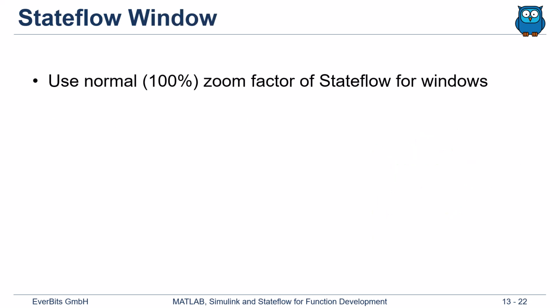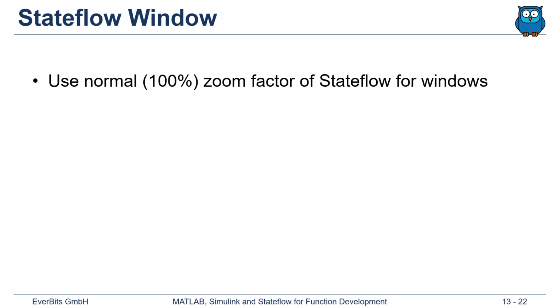You should use the normal 100% zoom factor of Stateflow for Windows. It helps with the printout of the Stateflow systems for reviews and for documentation. In some cases, Stateflow charts and state machines are so big that they cannot be displayed well on one monitor. It usually means that your Stateflow functionality is too complex for that specific kind of software architecture, and you need to decompose your Stateflow charts and state machines.